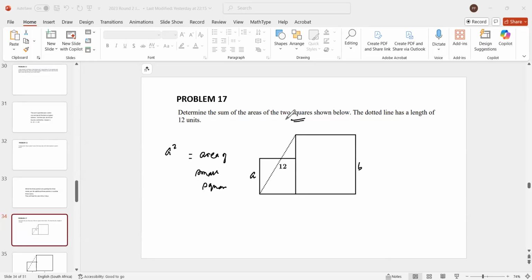You need to work out the sum of the areas, you see. So, and you need to work out B squared, which is the area of the large square. And then you need to calculate A squared plus B squared. All right. Now it's given that this dotted line is 12, but you'll see this dotted line is the hypotenuse of a right angled triangle.